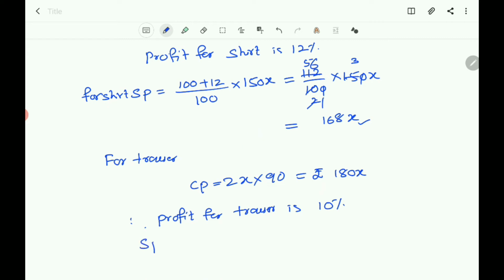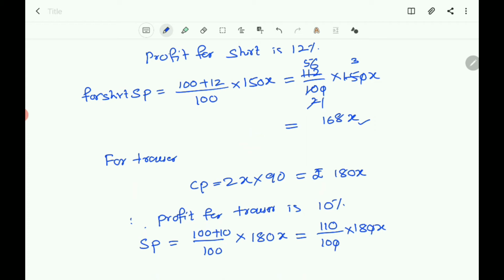Therefore, for 100 rupees the selling price becomes 100 plus 10, that is the profit for 100 rupees. 100 plus 10 becomes the selling price. So we have to find the selling price for the cost price of how many rupees? 180x rupees. Then that becomes 110 by 100 into 180x.